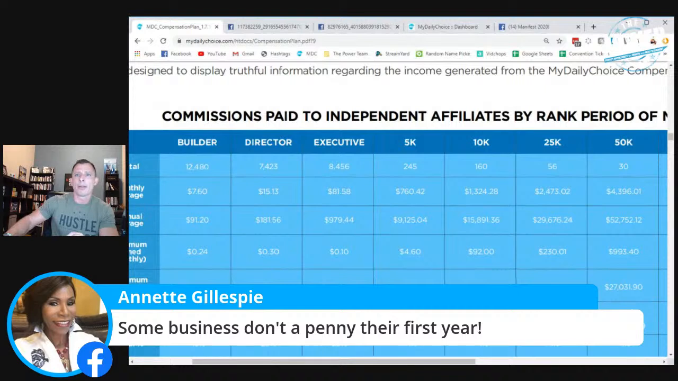A builder, okay? The average monthly income of a builder is $7.60. Any builders out there? You don't want to stay a builder. Here's the beautiful thing. You have the ability to upgrade your position right now to executive. The average director makes $15 a month. Guess what? You don't want to stay director. The average executive in the company, a lot of executives out there, right? Only makes, I say only because it's right here, $81 per month.